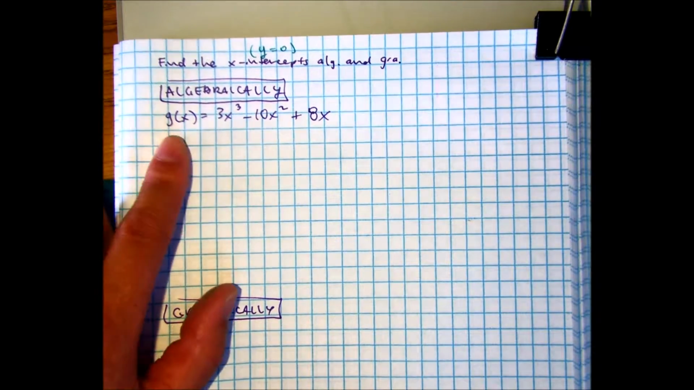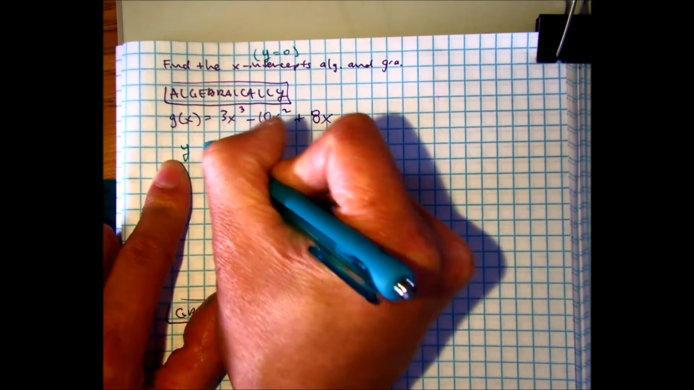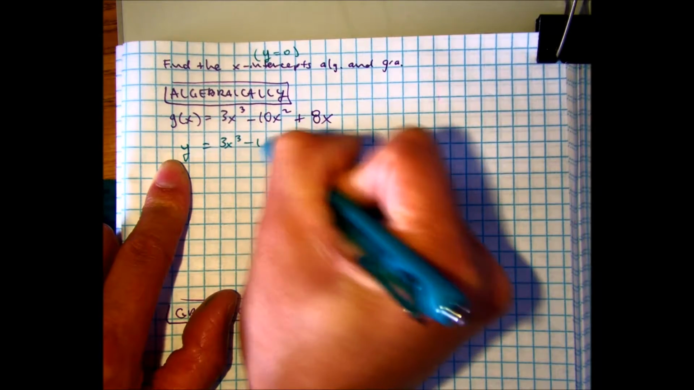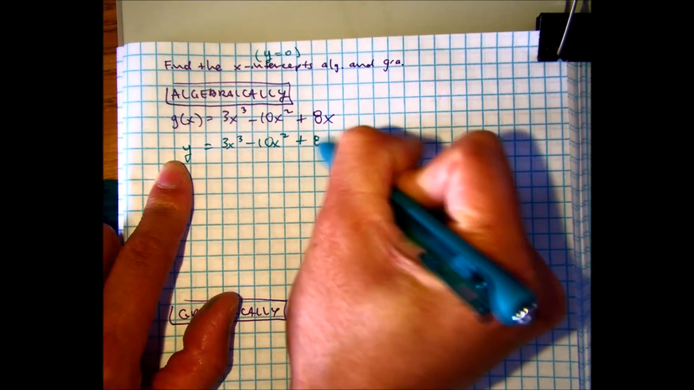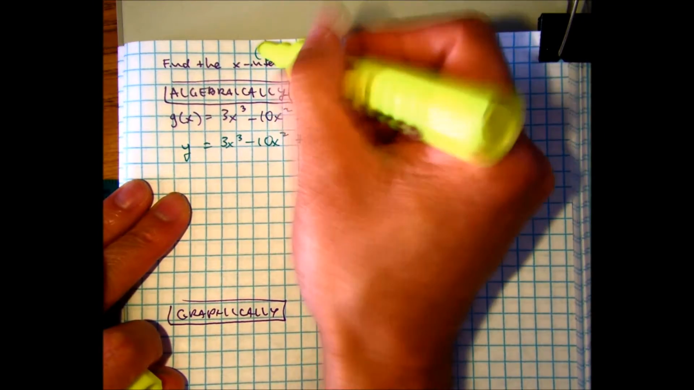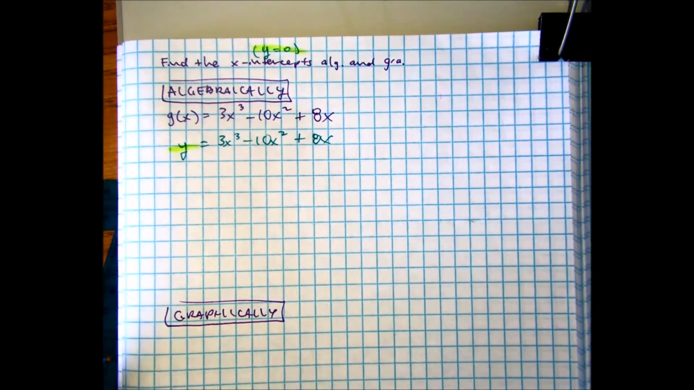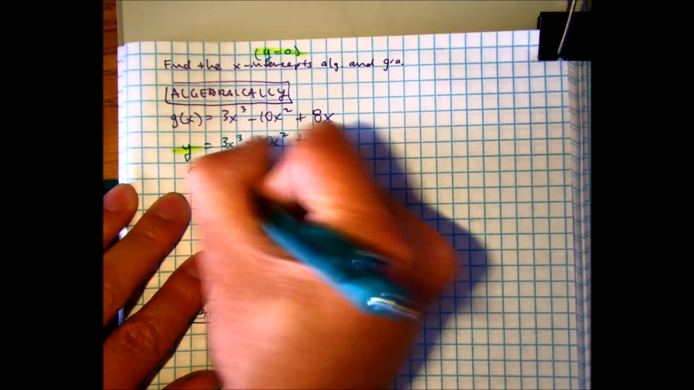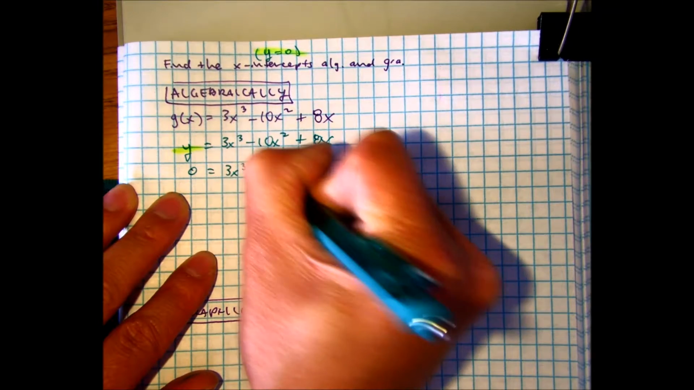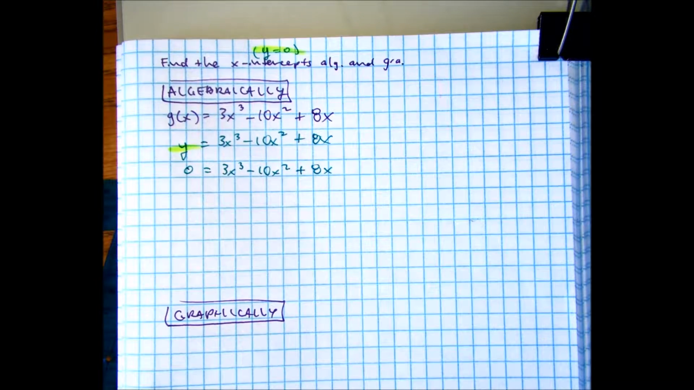We just learned that in function notation, instead of writing g of x, a simpler way is writing y. And now, Ivan, it tells us to make every y variable 0. 0 equals 3x cubed minus 10x squared plus 8x. Partner B, whisper to partner A, what's the greatest common factor?